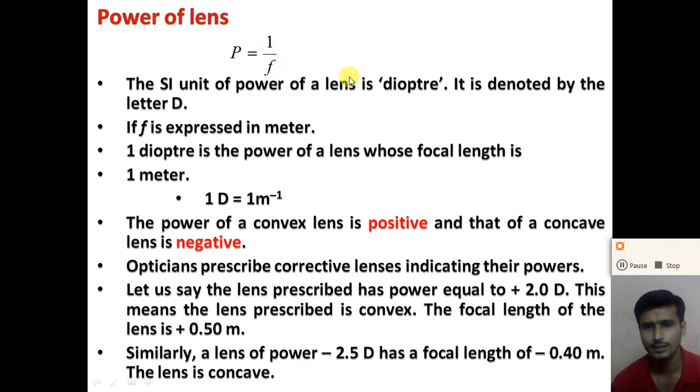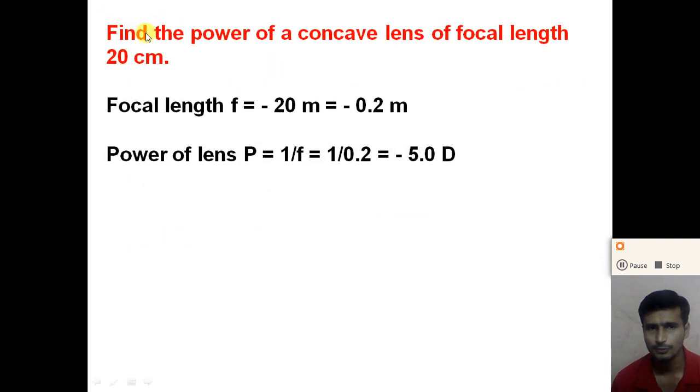For example, if we consider, find the power of a concave lens of focal length 20 centimeter. Here the power of the concave lens, dear student, we know that the power of the concave lens is negative, right? The focal length of the concave lens is negative. So here the focal length is given to you. Focal length f is equal to 20 centimeter, right?